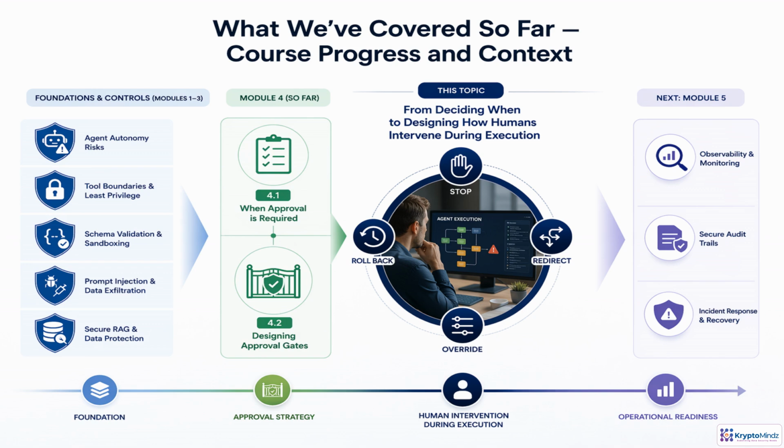Up to this point, we've built the security foundation, understanding autonomy risk, constraining tools, validating inputs, sandboxing, and defending against prompt injection and data leakage. We also defined when approvals are needed and how gates should work. Now we shift to execution, how humans stop, redirect, override, or roll back agents as conditions change.